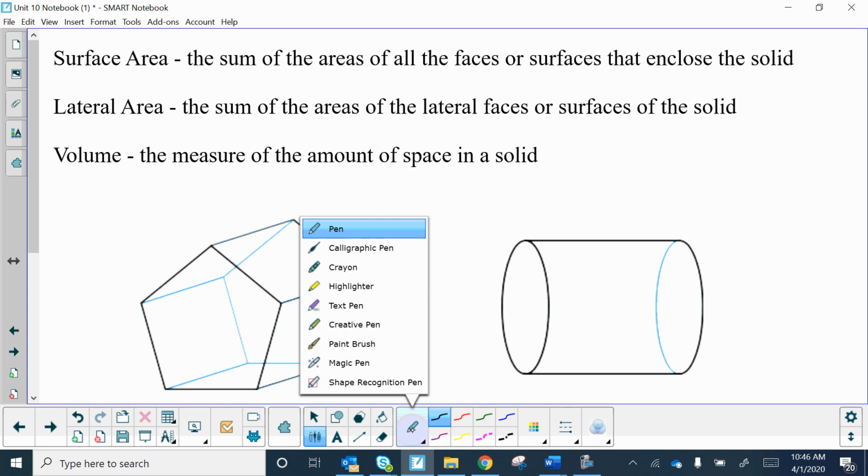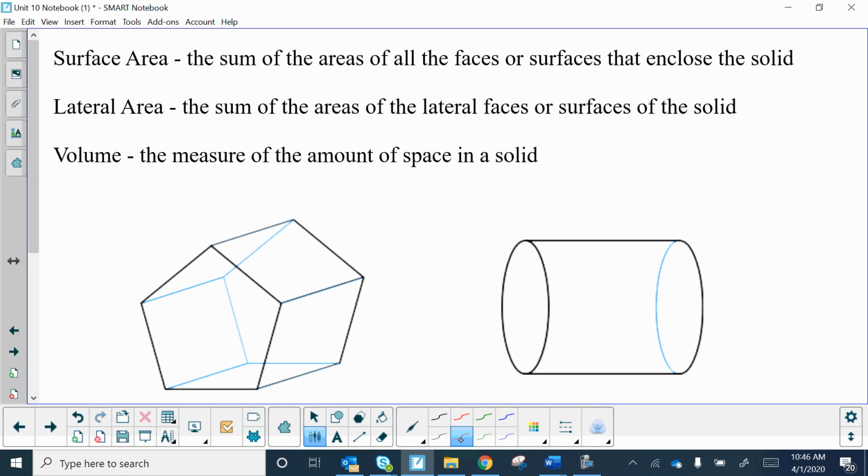The units we're going to work with are units squared for your surface area and your lateral area, and cubic units for volume. So square units for area, cubic units for volume. Here are the two figures we're going to work on. This is the prism right here, and this is our cylinder right here.